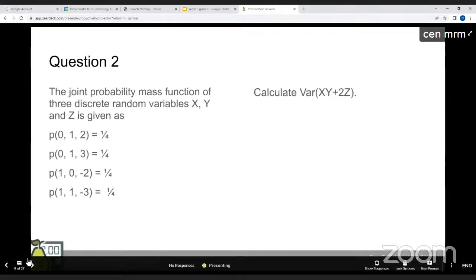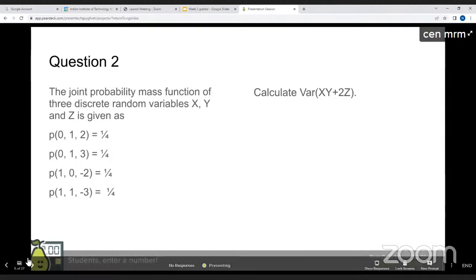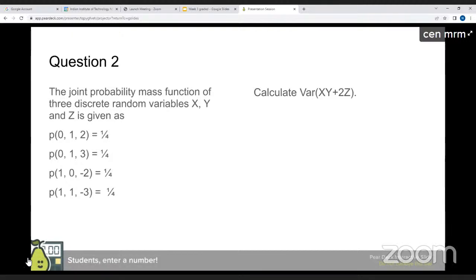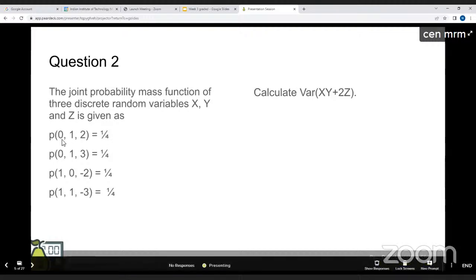So, let's move to the next problem. In this problem, the joint probability mass function of three discrete random variables X, Y, and Z is given to you. The first case is P of 0, 1, 2. So 0 here is your X, 1 here is your Y, and 2 here is your Z, and this happens with probability 1 by 4. In the second case, X takes the value 0, Y takes the value 1, and Z takes the value 3 with probability 1 by 4. Similarly, the third and fourth cases. Given this, how will you find the variance of XY plus 2Z?